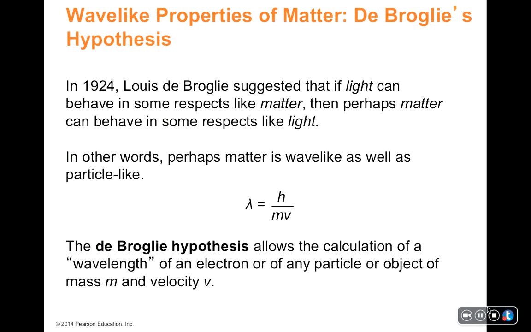So in terms of wave-like properties of matter, de Broglie's hypothesis was next in 1924. He suggested that if light can behave like matter or particles, then perhaps matter could behave in some respects like light. This was another important finding, and the formula that you see here is one to be able to work with. This relates the wavelength to the frequency, h there is Planck's constant, and the mass of a particular particle, in this case an electron. So you could calculate the wavelength of an electron given its mass and velocity using this equation.